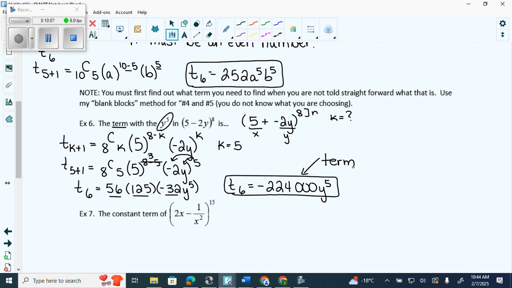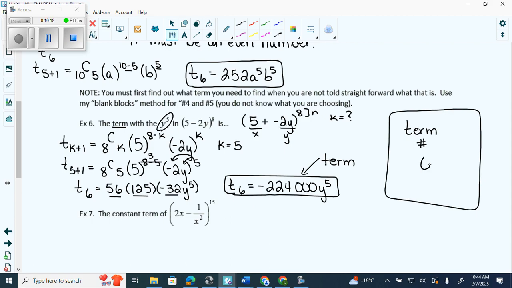If I ask for the term number, which I didn't, I'm just going to put this in a box so that we know the difference. If I ask for the term number, what would it be? 6. So sometimes they ask for the term number because there's a numeric response box and I can't fit negative 224,000 into it. So they'll ask for the term number instead, which is 6. Okay?